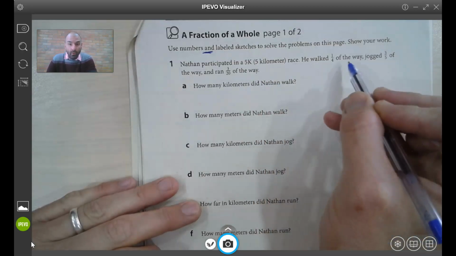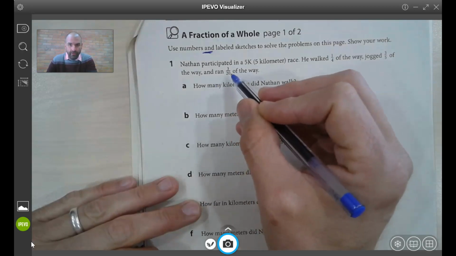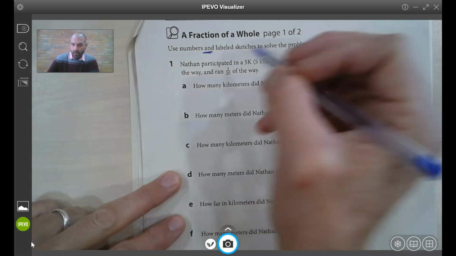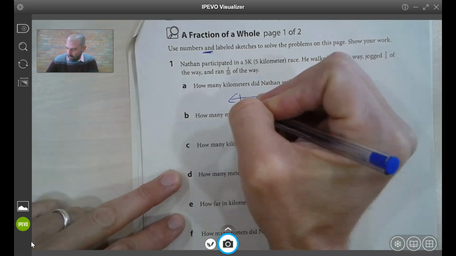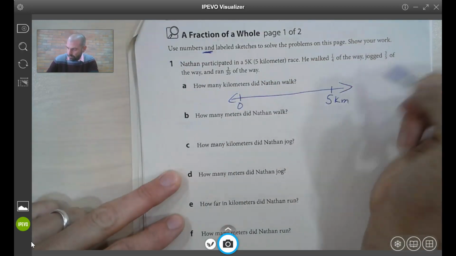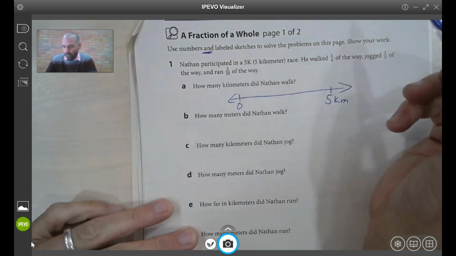All right, so Nathan participated in a 5K or 5-kilometer race. He walked 1/4 of the way, jogged 3/5 of the way, and ran 3/20 of the way. How many kilometers did Nathan walk? So we have our total, right? Here's 0 and here's 5 kilometers, right?